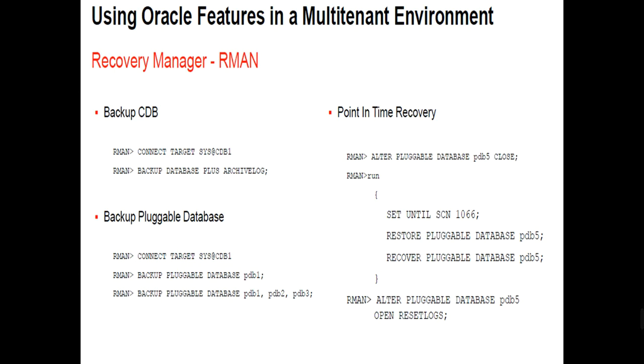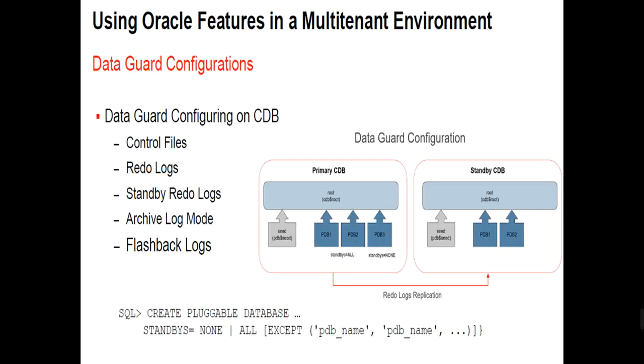For point-in-time recovery, you can do it like this: alter pluggable database PDB1 close, run the recovery, and then alter pluggable database PDB5 open resetlogs. So this is the recovery manager option for pluggable databases. Data Guard configuration: the CDB control files, redo log files, standby redo log files, archived redo log files. So Data Guard configuration is primary CDB and standby CDB with the redo log replication method.